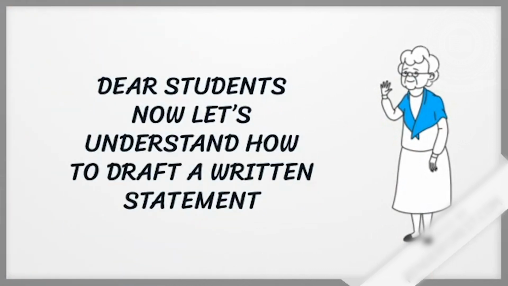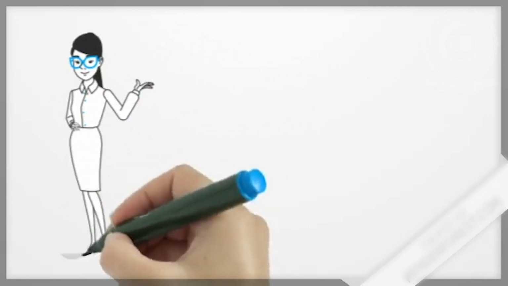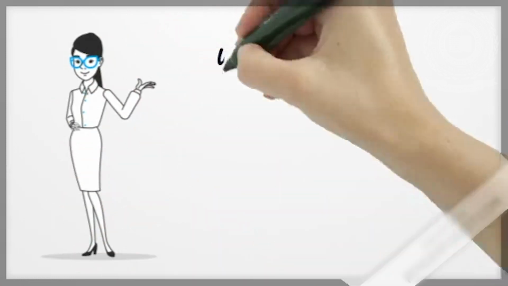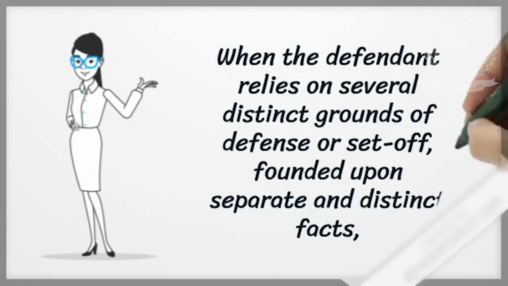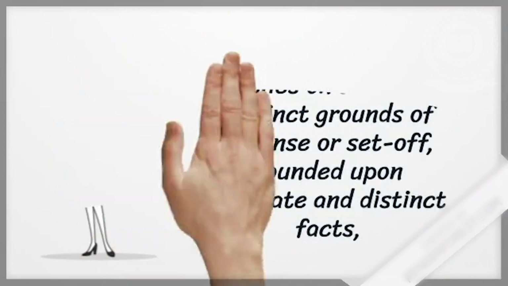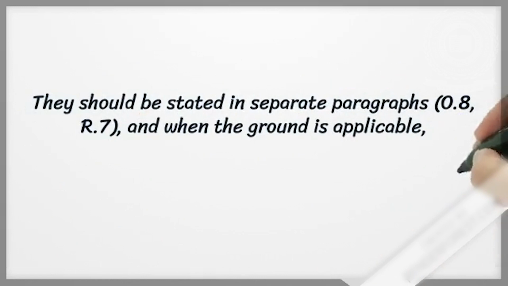So dear students, now let's understand how to draft a written statement. When the defendant relies on several distinct grounds of defense or set-off, founded upon separate and distinct facts, they should be stated in separate paragraphs, Order 8, Rule 7.